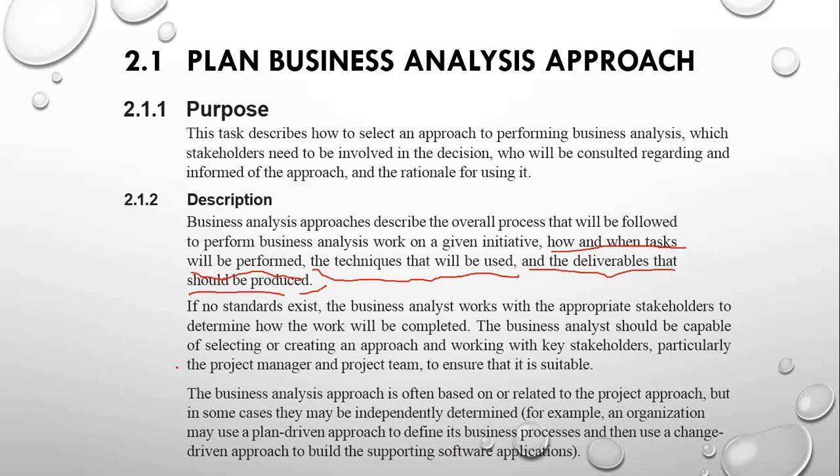If no standard exists, the business analyst works with the appropriate stakeholders to determine how the work will be completed. The business analyst should be capable of selecting or creating an approach and working with the key stakeholders, particularly the project manager and the project team, to ensure that it is suitable. There could be a possibility that this is the first project in the company, or maybe the company has no standards. That's a very big possibility. If that happens, then what do you do? Then you proceed with your own IQ. You use your own IQ to decide how to work with the stakeholders, how to get the requirements, how to finalize the approach, and how to work with the key stakeholders. These are the things you should learn on your own.